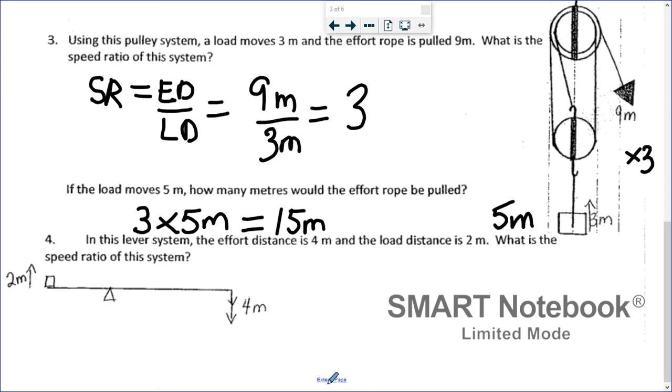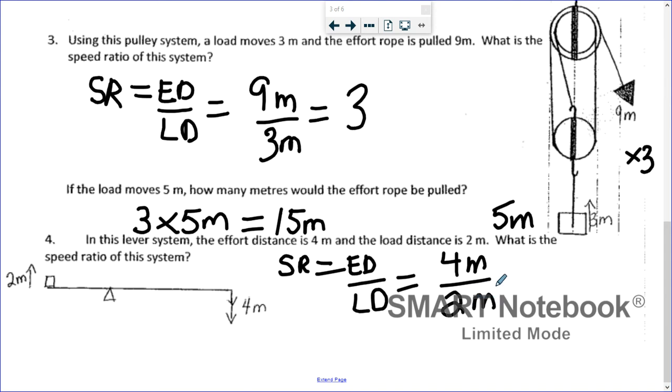Okay, and then here we have a lever. So the effort moves 4 meters and the load moves 2 meters because the fulcrum's not right in the middle. So speed ratio is equal to effort distance over load distance. And then that would equal 4 meters divided by 2 meters. And 4 divided by 2 is 2, and meters cancel.